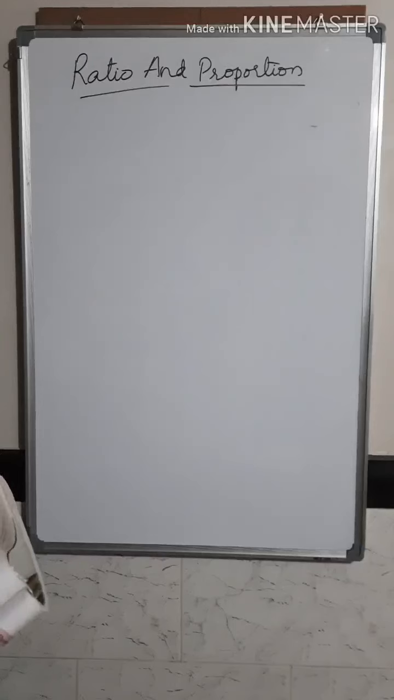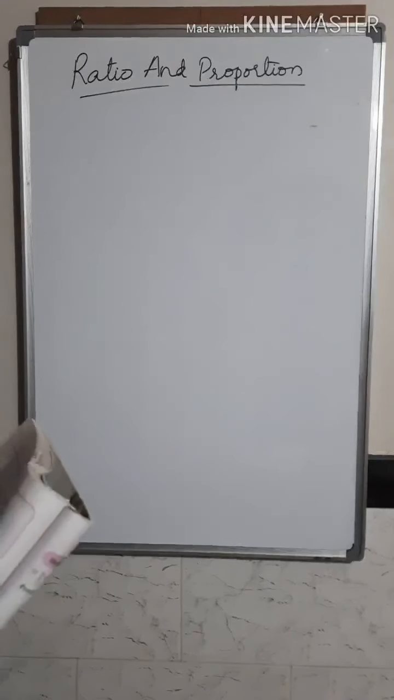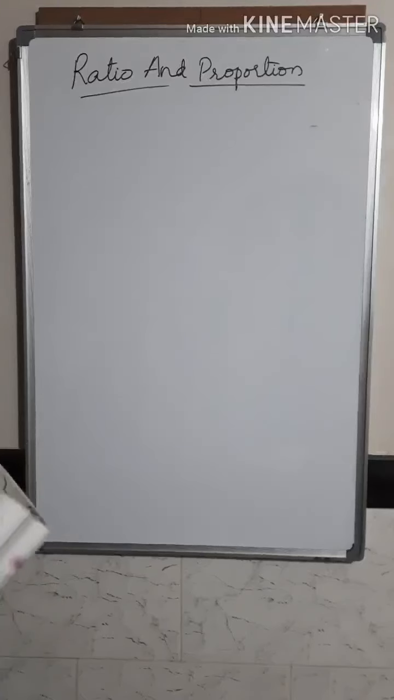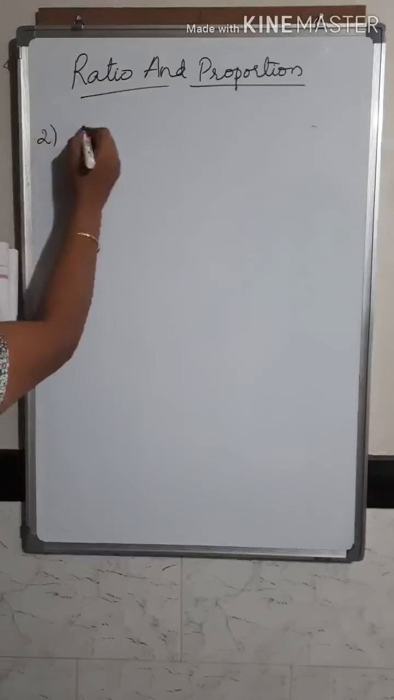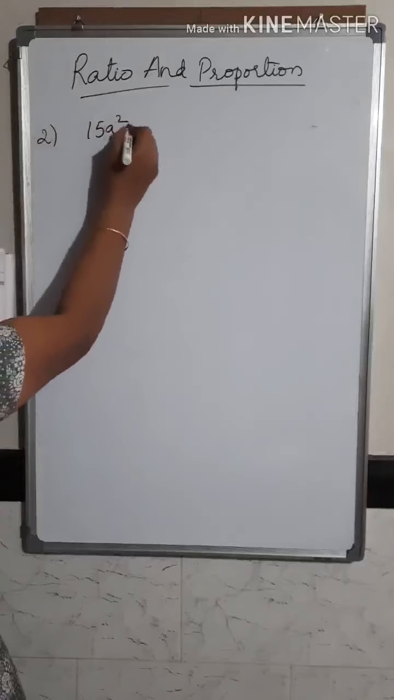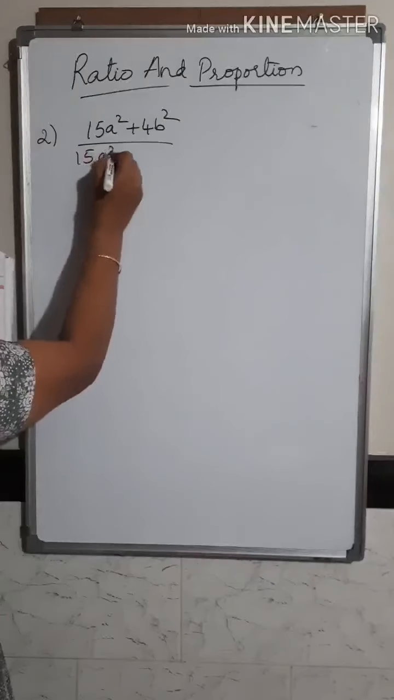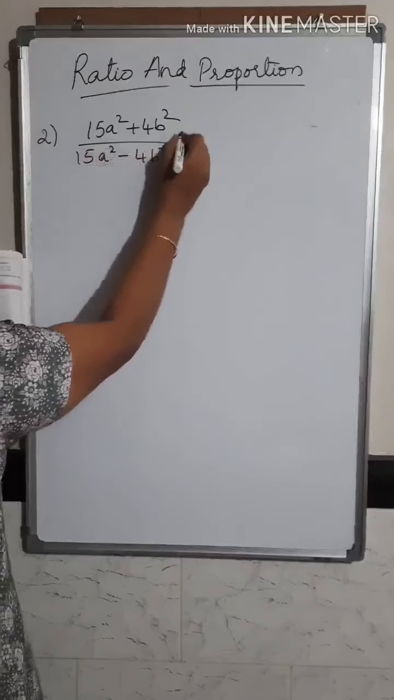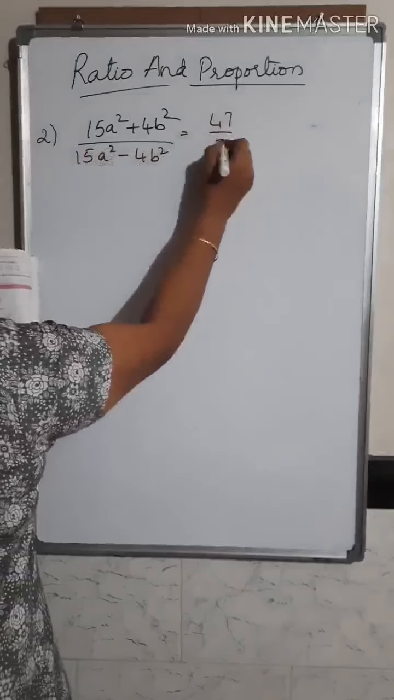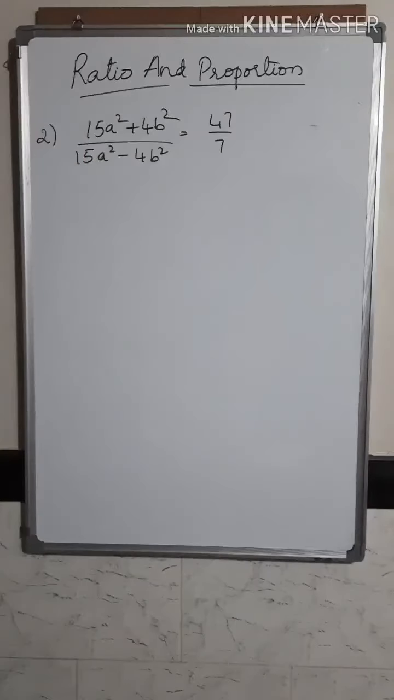The second problem they have given is 15a square plus 4b square. Here the square terms are given, but the ratio is not given, so you have to find the ratio. Whenever you want to find the value of the ratio, first write what is given: 15a square plus 4b square upon 15a square minus 4b square is equal to 47 upon 7. Here in the given problem, squares with coefficients are given, and they have asked you to find the various sub questions.